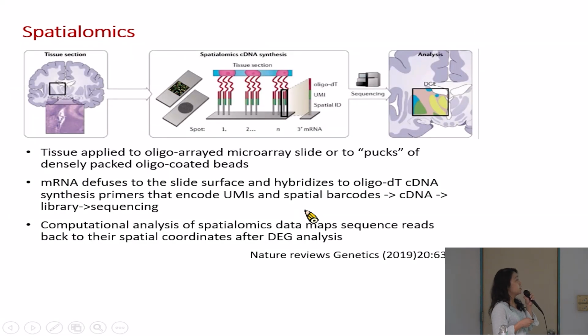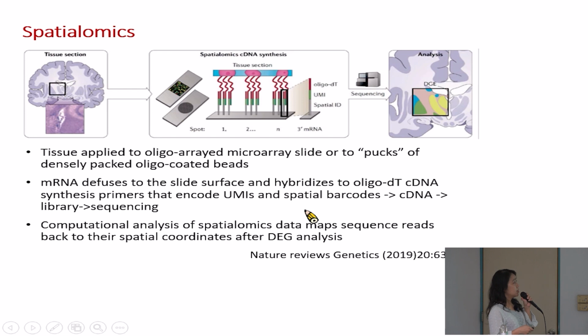These spatial omics are shown in this figure to let you understand how we can perform this experiment. First, we do the tissue section, then perform the histology analysis, then HE staining to understand the morphology of each tissue. Then this tissue is applied to the oligo-arrayed microarray slide. This slide is backed up by dense compacted oligo-coated beads. These beads are further used for binding.